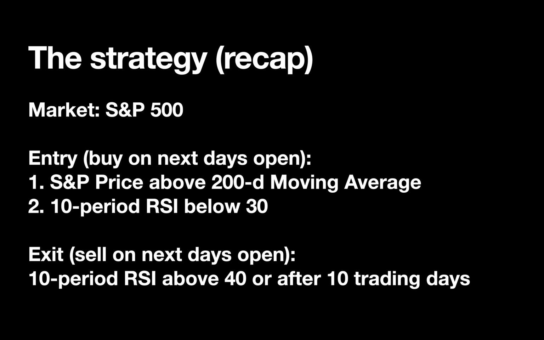So let's take a look at the strategy again. So we were trading the S&P 500 index, and we were entering a trade when two conditions are fulfilled. First one, S&P price is above the 200-day moving average. And second, the 10-period RSI is below 30, and we are buying on the next day's open. We are exiting the trade when the 10-period RSI is above 40 or after 10 trading days, and we are also selling on the next day's open. That being said, let's get into coding.